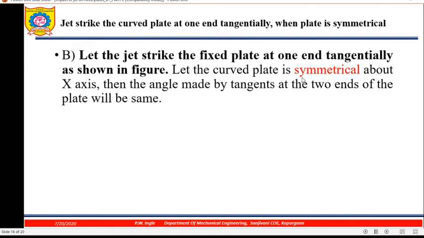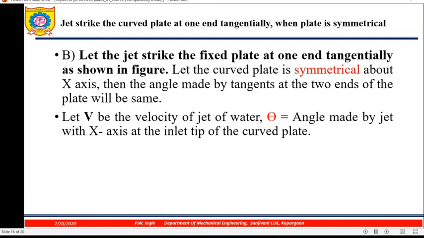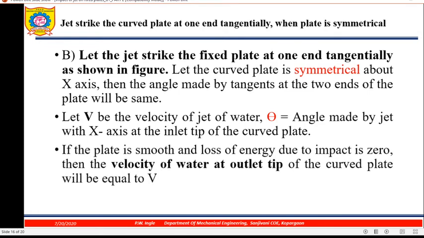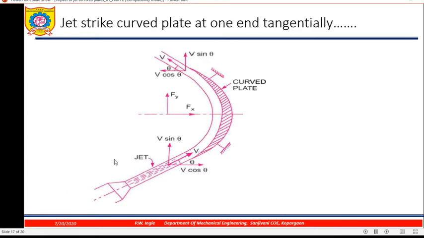Consider that the curved plate is symmetrical about the x-axis, then the angle made by the tangent at the two ends of the plate will be the same. Let v be the velocity of the jet of water, and theta be the angle made by the jet with the x-axis at the inlet tip of the curved plate. If the plate is smooth and the loss of energy due to impact is 0, then the velocity of water at the outlet tip of the curved plate will be equal to v.